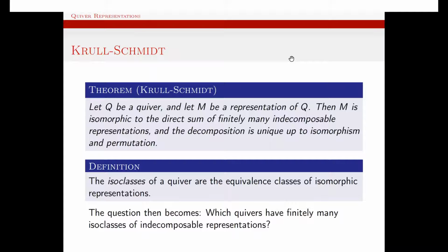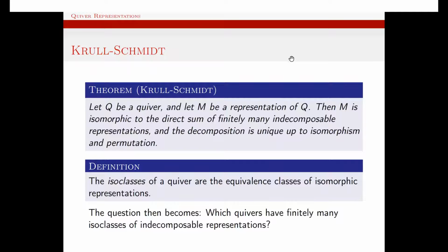And so we can take the isoclasses of a quiver, which are the equivalence classes of isomorphic representations, and ask for a given quiver how many of these isoclasses will exist. In other words, if we just look at a quiver, can we tell how many there are? Will there be finitely many or infinitely many?